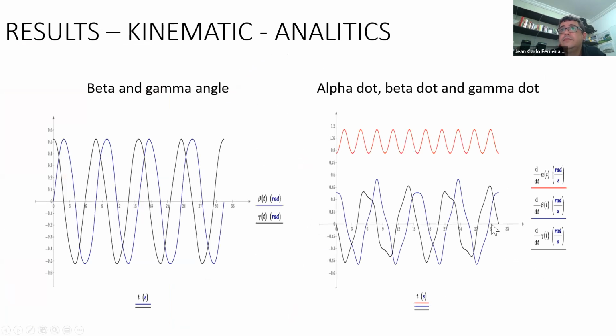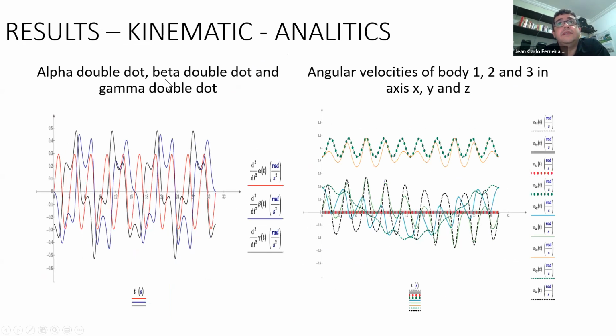Let's go on. Then we have the result of the kinematics. In the first graph, we have the beta and the gamma angle. In the second, we have alpha dot, beta dot, and gamma dot. Analytical results: alpha double dot, beta double dot, and gamma double dot too. And the angular velocity of bodies 1, 2, and 3 in axes X, Y, and Z. These are my analytical results from the equations of the kinematics and dynamic models.